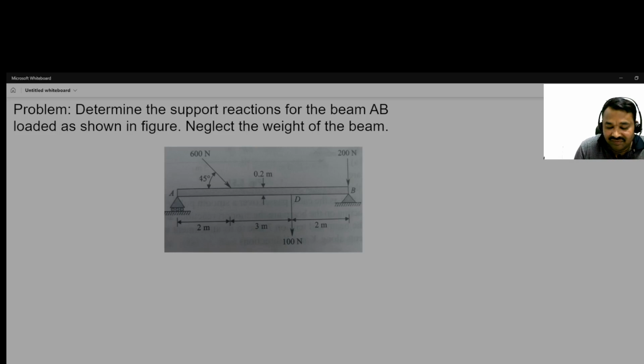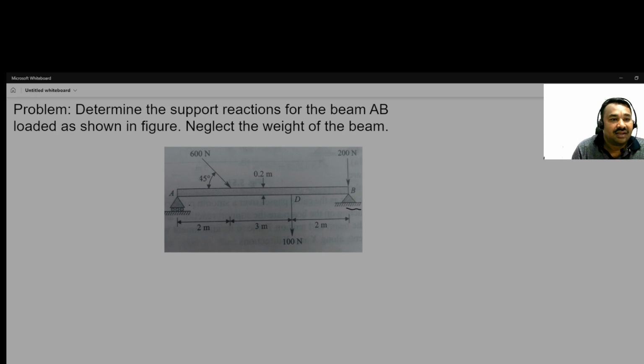So dear students, once again welcome, and let us solve this question. This question is related to the beam. The beam is loaded with various loads, point loads. You can see this is the point load, this is the point load, and also the inclined load. And there are two supports at the ends. This is the roller support, and this is the hinge support.